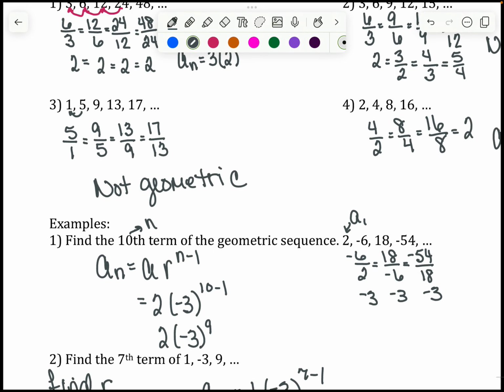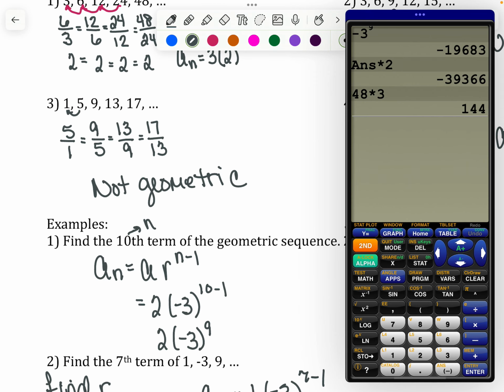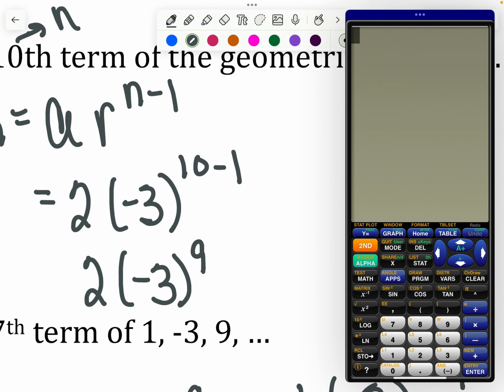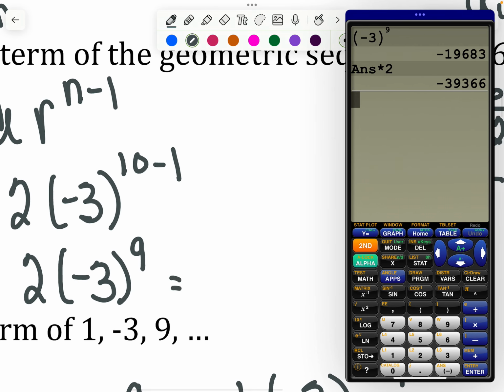Okay, so parentheses around that because we want to make sure it takes the negative with it. And then we're going to times that by 2. Okay, so we get negative 39,366, and that is our 10th term.